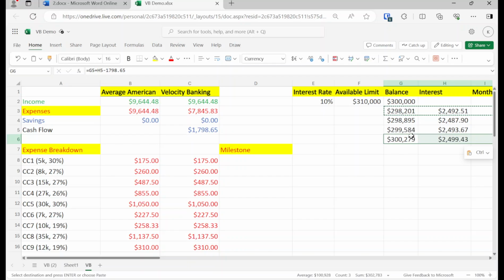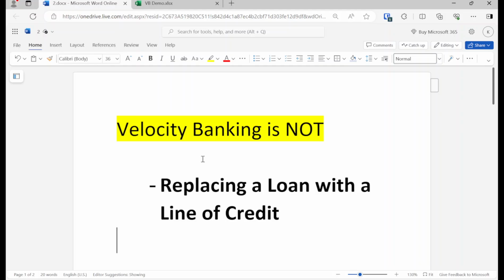Folks, this is why it's important that we just don't blindly listen to what we hear on the internet and we actually do the math and try to do the numbers. Okay? So here, there's several reasons why you don't want to put the entire thing into a line of credit, right? And we talk about other things like chunking and all that, but the main thing I want to emphasize is that velocity banking is not replacing a loan with a line of credit. The line of credit is a tool to help you pay off that debt.